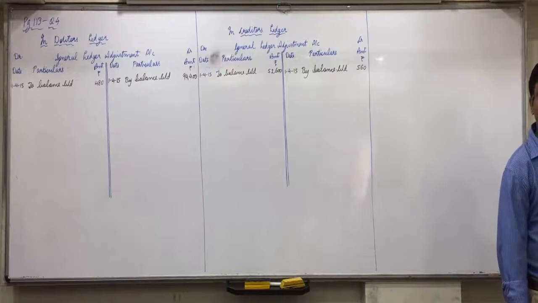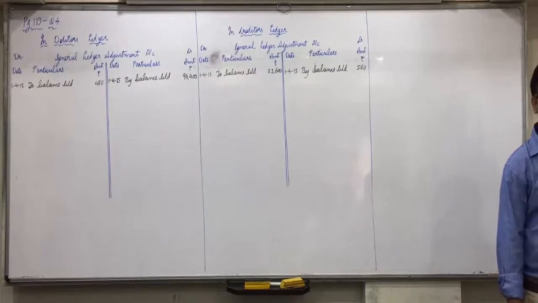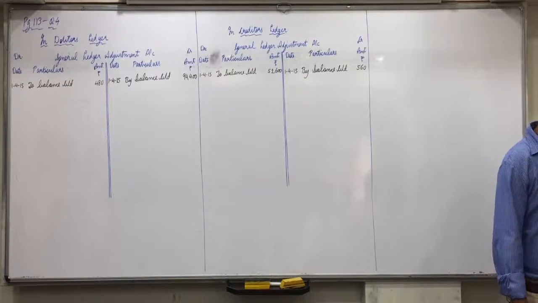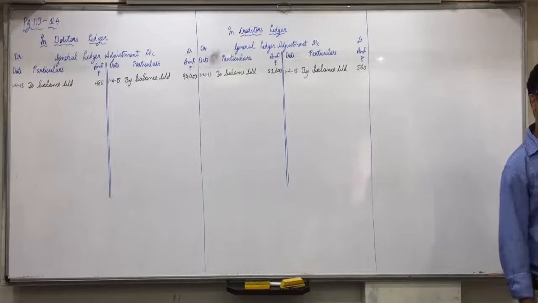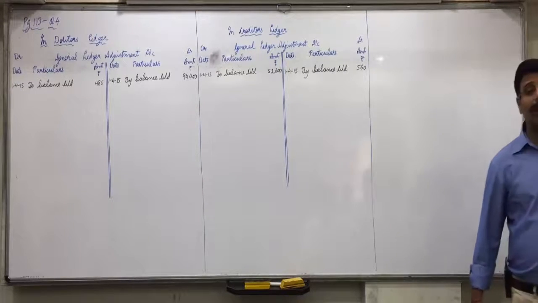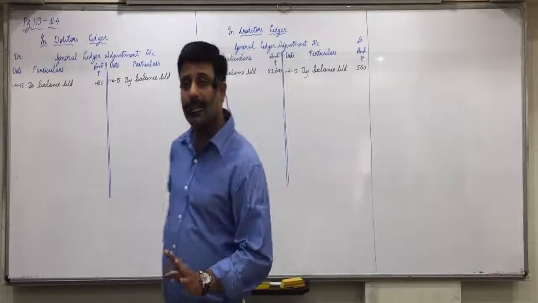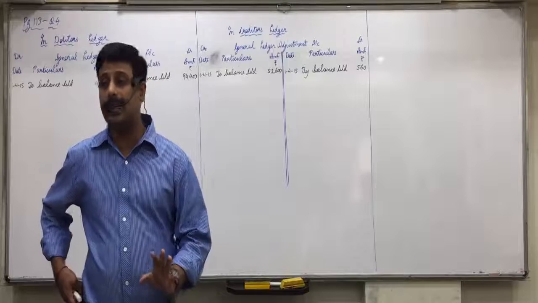Did you all make lines? Now see, total sales 2,40,200. We don't have to record that. Cash sales 16,200. So what would be credit sales? 2,40,200 minus 16,200 is 2,24,000. Did you understand this? We have to record only credit sales.